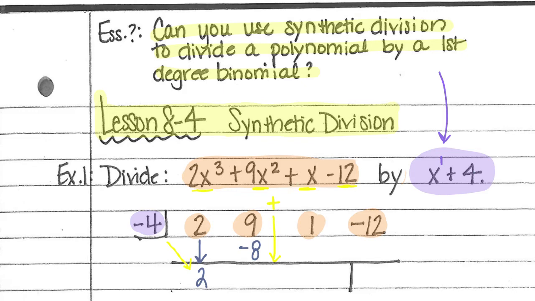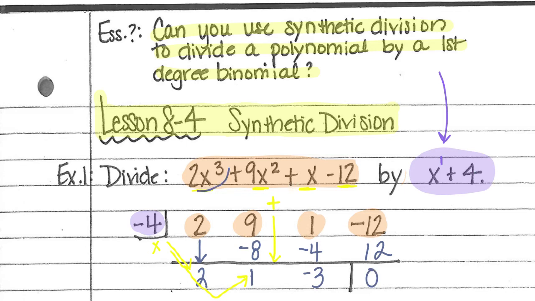9 minus 8 is 1. And then I'm going to multiply up. Negative 4 times 1 is negative 4. And we're going to stick with that pattern, adding down, negative 3, multiplying up, positive 12. And the reason why I have this little box right here is because 0 is our remainder.